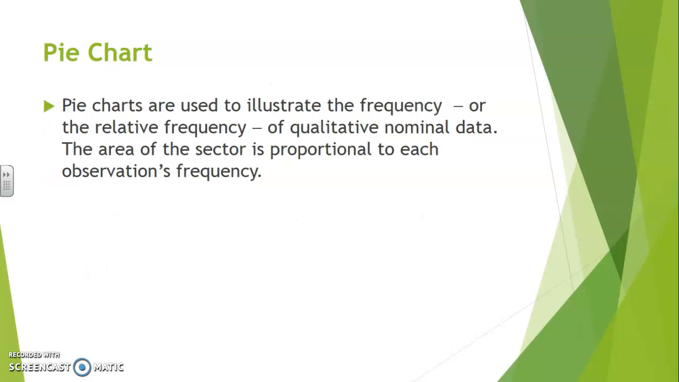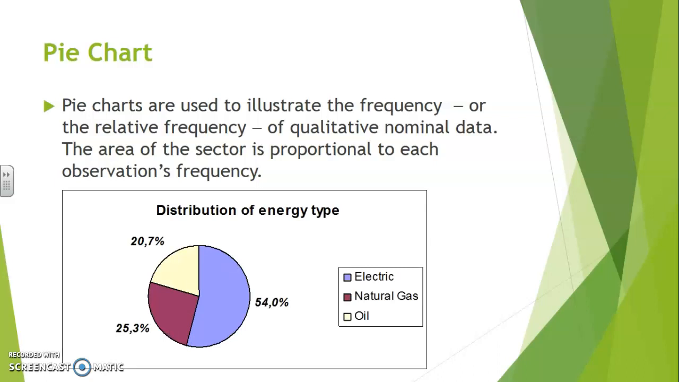Pie charts are used to illustrate the frequency or relative frequency of qualitative nominal data. You should not use pie charts, even though they're cute, for other types of variables. So the area of the sector, in this case, would be proportional to each observation's frequency. Here we have a pie chart that represents the distribution of energy types used for heating houses. So electric, natural gas, and oil have no specific order. There's no meaning to the order in which they're presented. So this is qualitative nominal data.